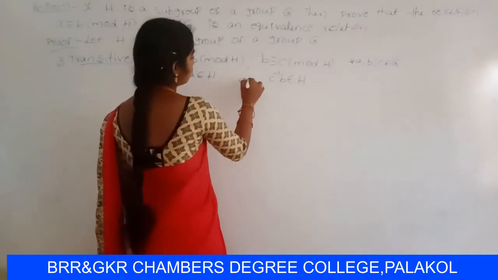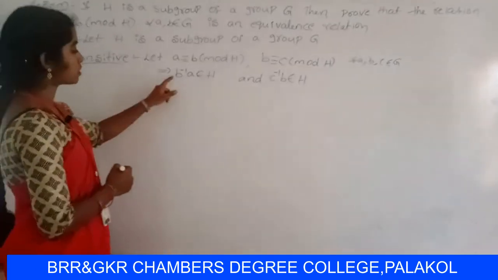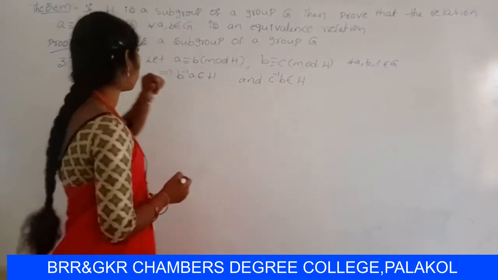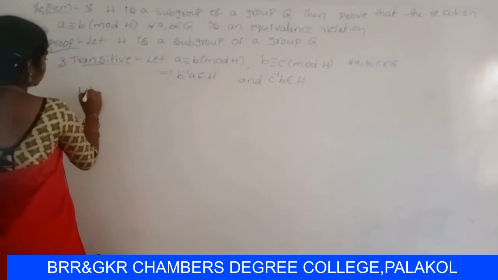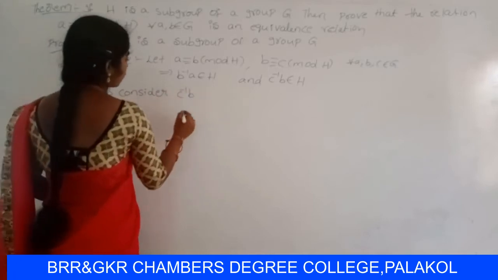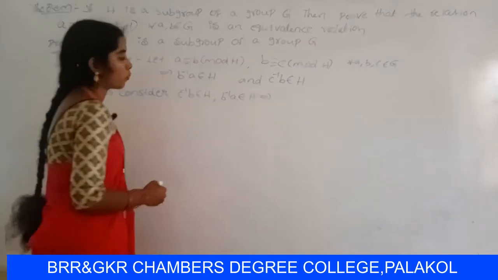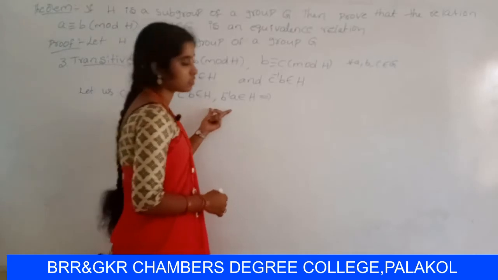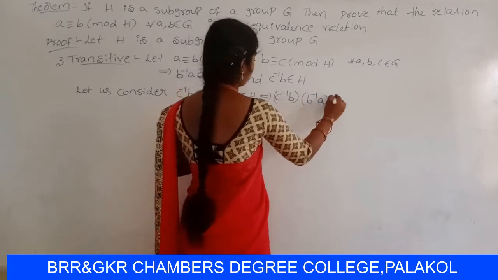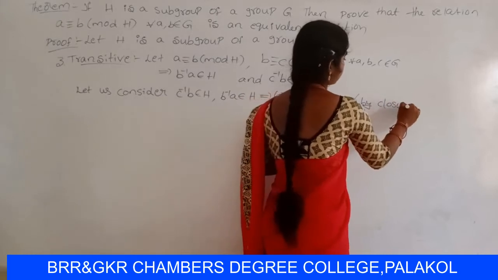So B inverse A belongs to H and C inverse B belongs to H. Next, by using the closure law, because H is a group, let us consider C inverse B belongs to H and B inverse A belongs to H. Since H is a subgroup of Z, C inverse B into B inverse into A belongs to H by the closure axiom.